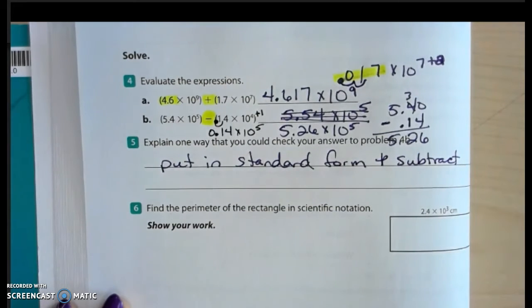You could check it in a calculator as well, but you're probably going to have to put it in standard form before you do that, unless you know how to use the scientific notation buttons.